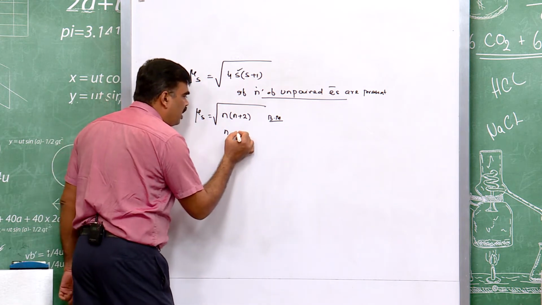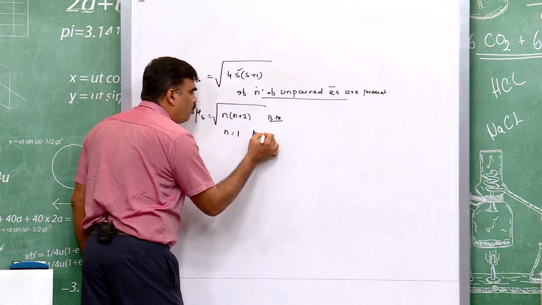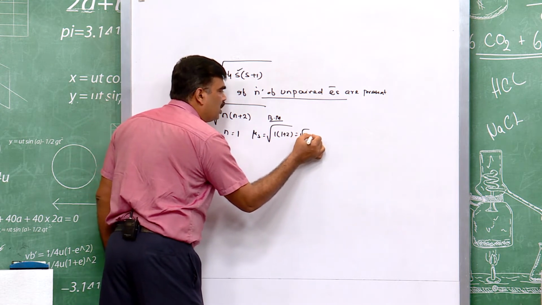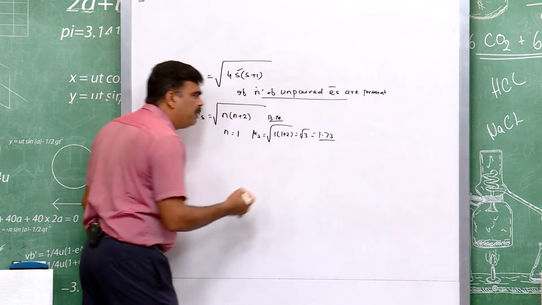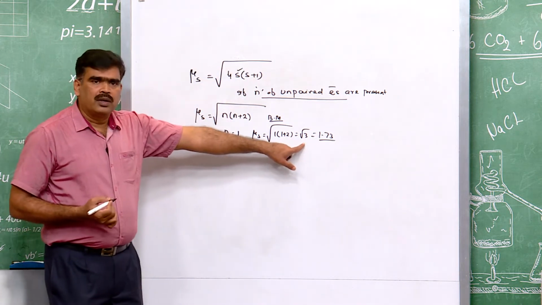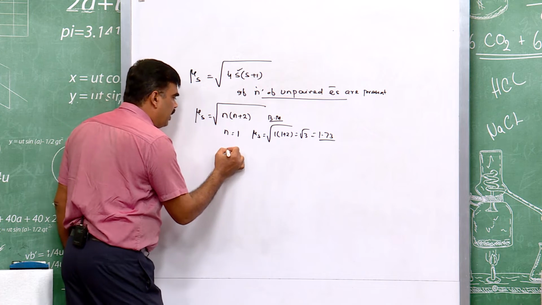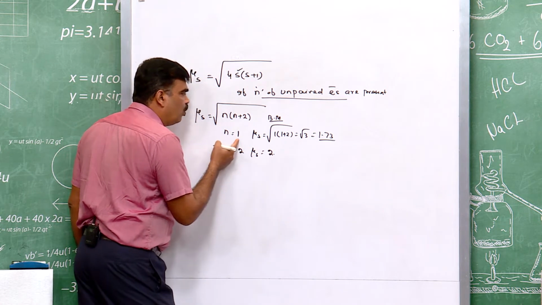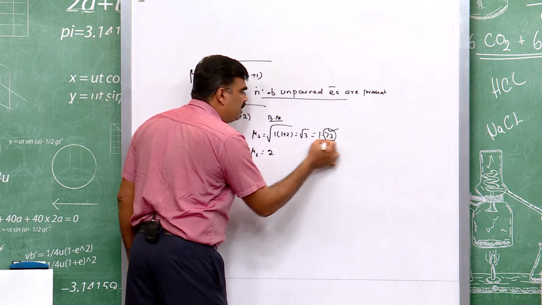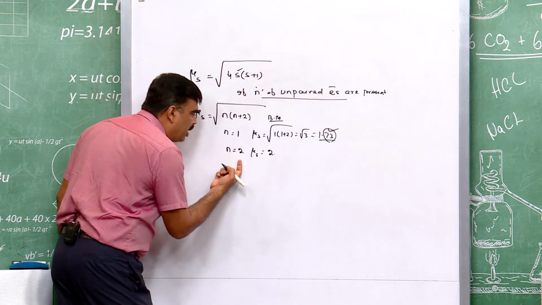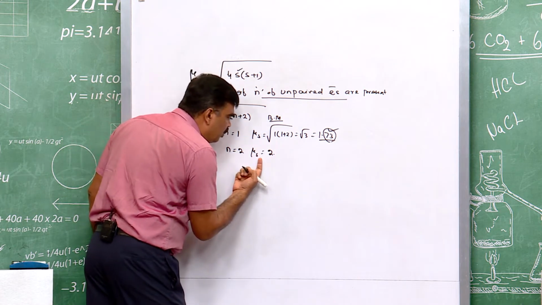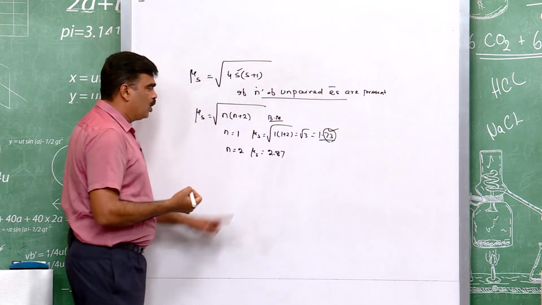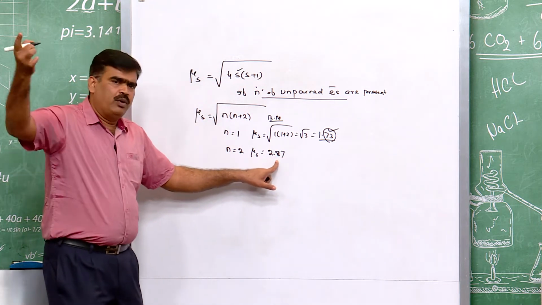Remember, if the number of unpaired electrons is 1, then mu s will be equal to root over 1 into 1 plus 2, which means root 3. So, it is 1.73. You will find difficulty in finding the root, but here is a trick. Remember, 1 means 1.73. If the number of unpaired electrons is 2, the spin only magnetic moment will be 2.87. 2 means 2.8 above.